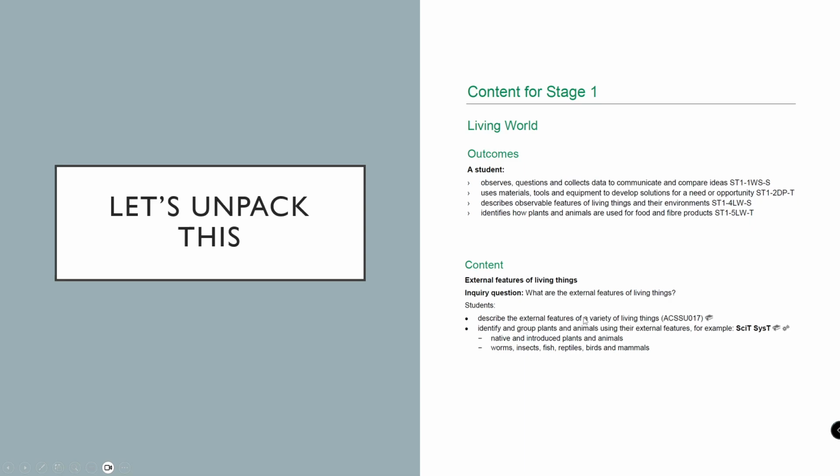So they need to describe external features of a variety of living things. The neat thing here is you can adjust this to suit those students. It doesn't say which ones. We would look at jellyfish if we wanted to. We could look at some really tricky ones if those students need advancement. But they've got some examples here. Identifying group animals and plants based on their features. For example, notice it's for example. It is not a directive, it is a suggestion. You can use those, you can add them, you can find specifics. Native and introduced plants and animals. Worms, insects, fish, reptiles, etc.